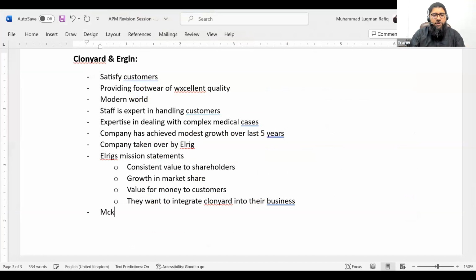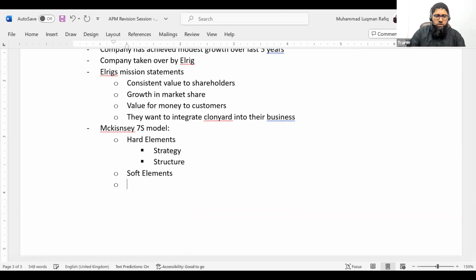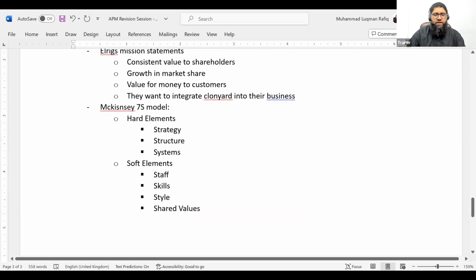See, when we talk about the McKinsey 7S model, it has got different elements. There are hard elements and there are soft elements. The difference is like this. The hard elements are strategy, structure, systems. The soft elements are staff, skills, style, shared values.